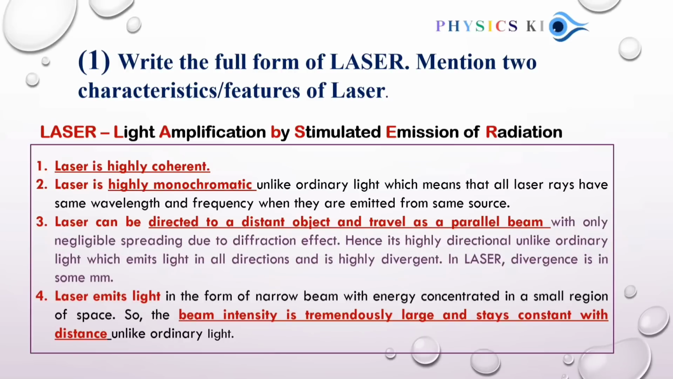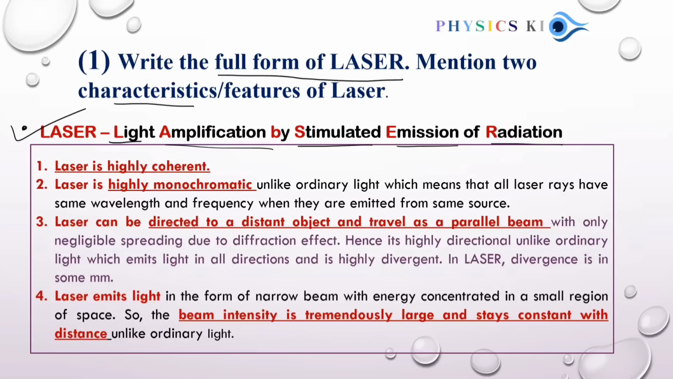Our first question: write the full form of laser and mention two characteristics. 2 marks, so full form and characteristics. What is the full form? Everyone knows L stands for light, A stands for amplification, S stands for stimulated, E for emission and R for radiation. So the full form is: light amplification by stimulated emission of radiation. And these are the 4 characteristics. You can write any two.